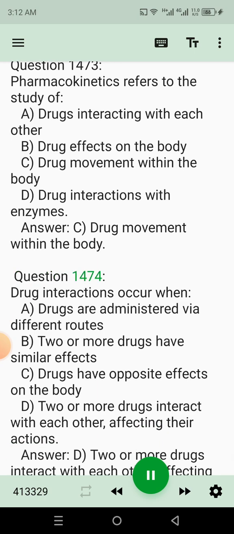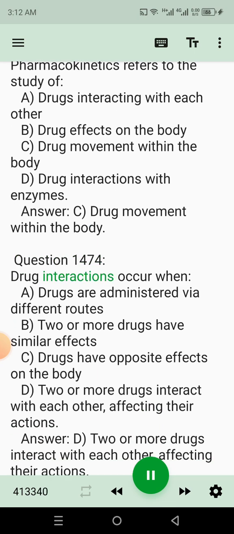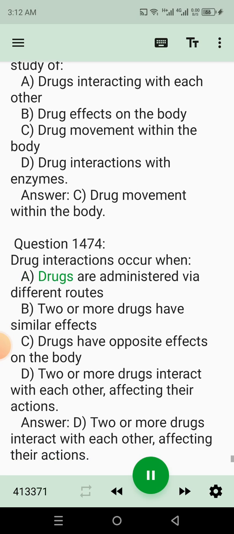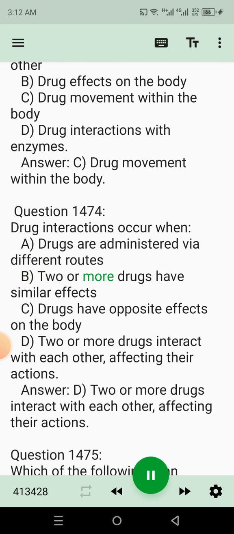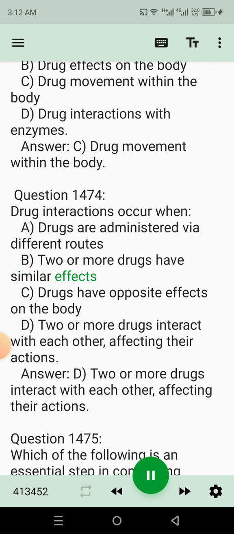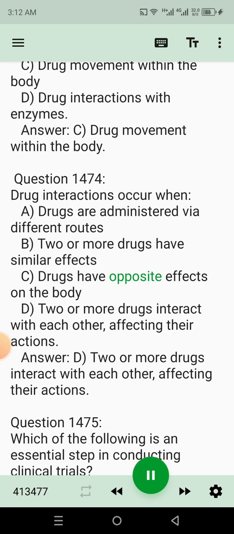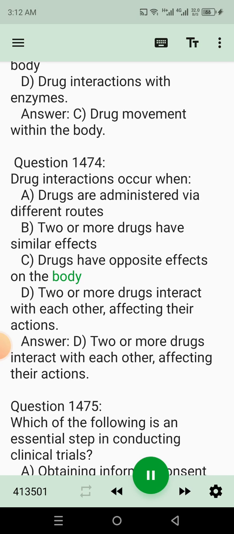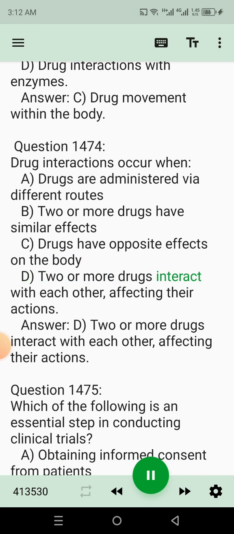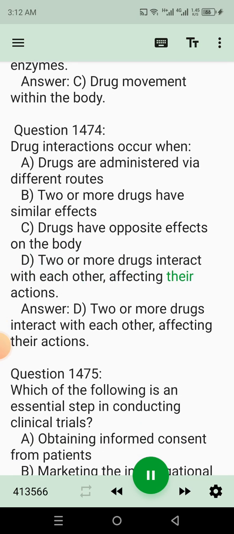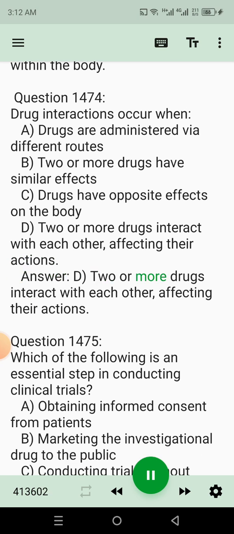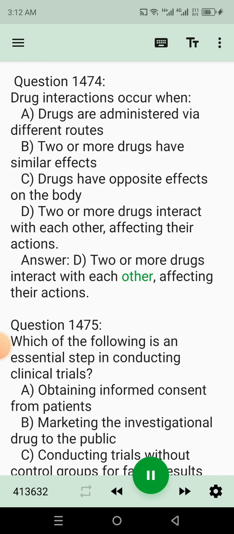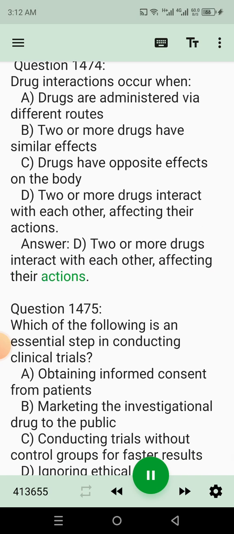Question 1474. Drug interactions occur when: A. Drugs are administered via different routes. B. Two or more drugs have similar effects. C. Drugs have opposite effects on the body. D. Two or more drugs interact with each other, affecting their actions. Answer. D. Two or more drugs interact with each other, affecting their actions.